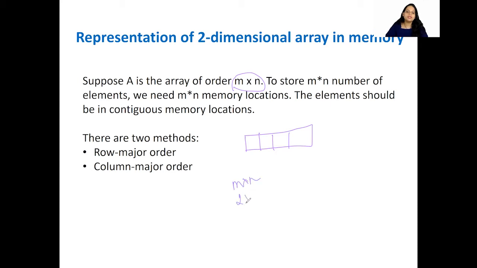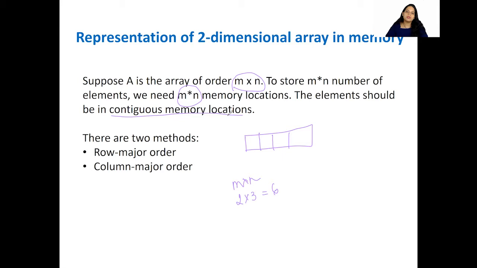If there are 2 rows and 3 columns in a given array, then the total number of elements in that array is going to be 6, right? This we saw just now. So to store m into n number of elements, we need m into n memory locations. That's very natural, isn't it? So the elements should be in a contiguous memory location. Now this is a very important point when it comes to arrays. Whether it is a two-dimensional array or a one-dimensional array, it has to be contiguous memory location.